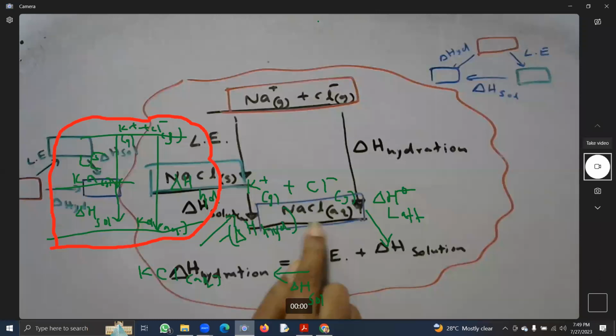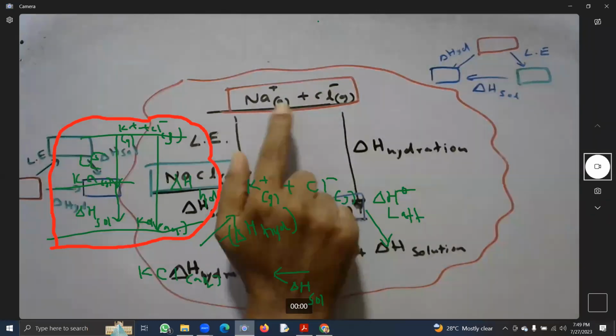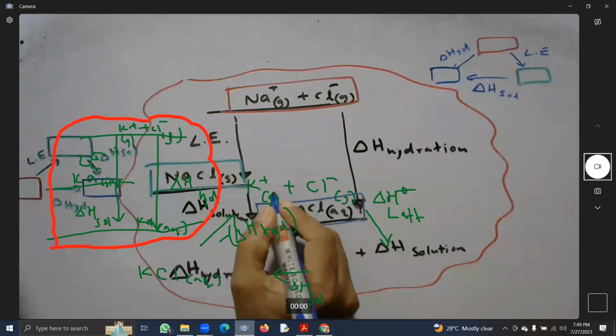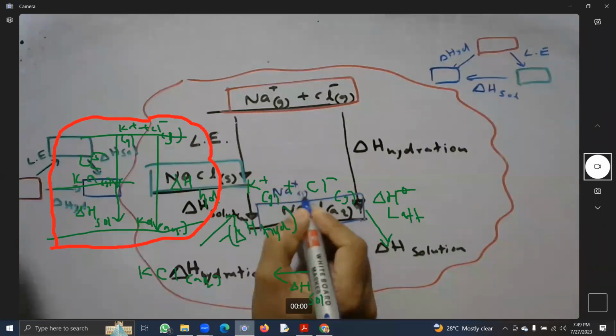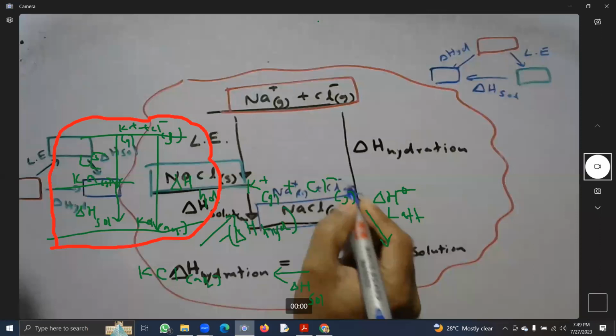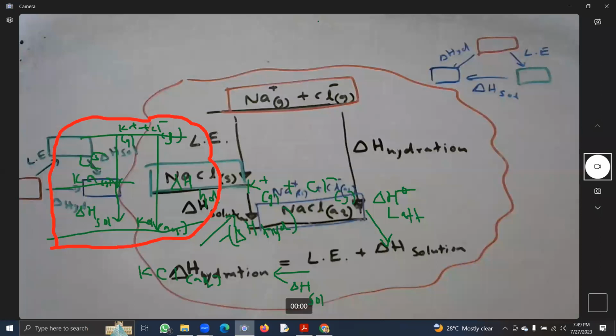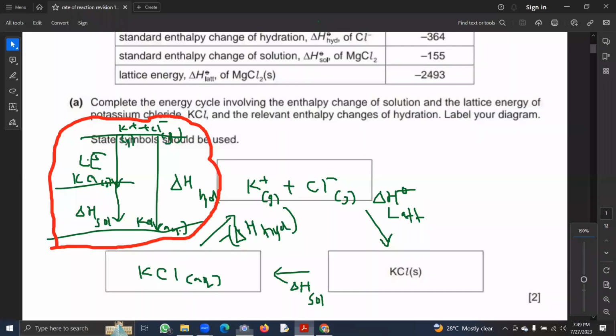There's another way of writing this. Not this one. That is gaseous. But this one, Na+ plus Cl-, this aq one you can write if you want. That's how we know NaCl aq. I can write Na+ aq as well as Cl- aq. The upper one is gaseous. Okay, after you finish copying the terms.